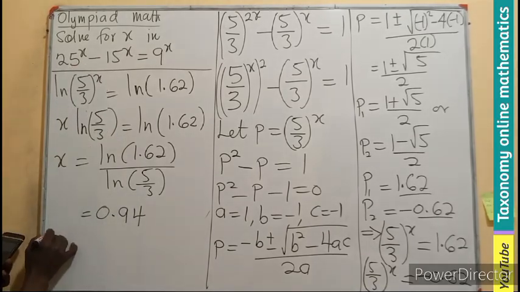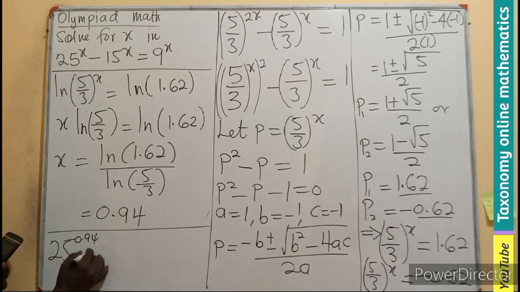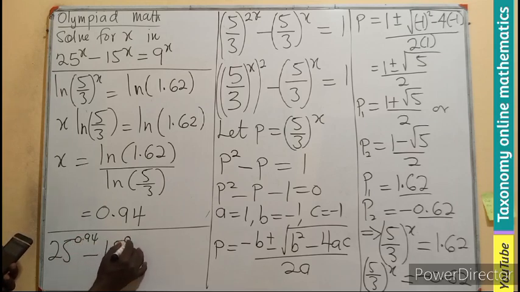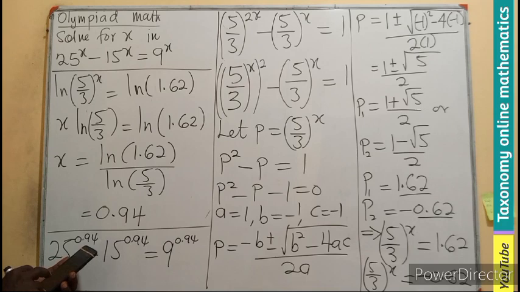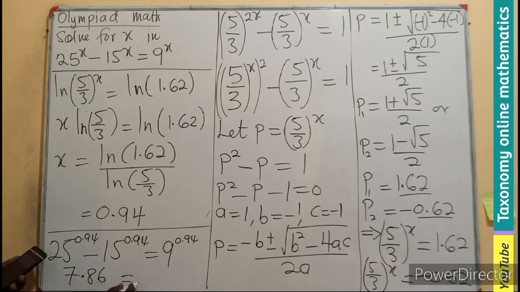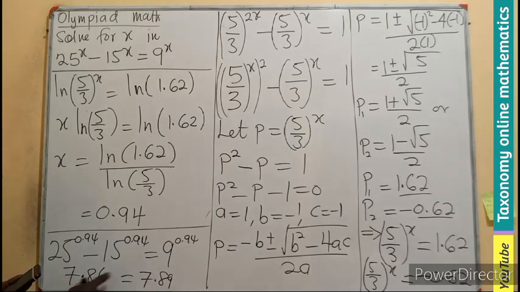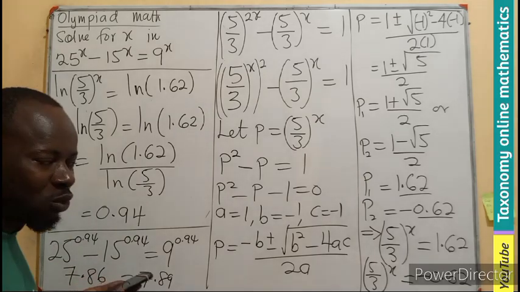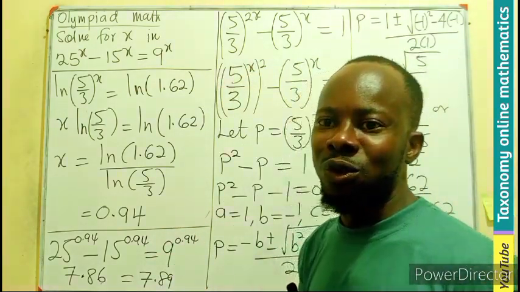If we substitute this, we are going to have 25 exponent 0.94 minus 15 exponent 0.94 equals 9 exponent 0.94. If we do that, our left hand side will become 7.85. Okay, let's make it 7.86 to 2 decimal places. Then the right hand side will give us 7.89. So by approximation, if we approximate to the nearest whole number or one decimal place, we can say that the left hand side equals the right hand side.